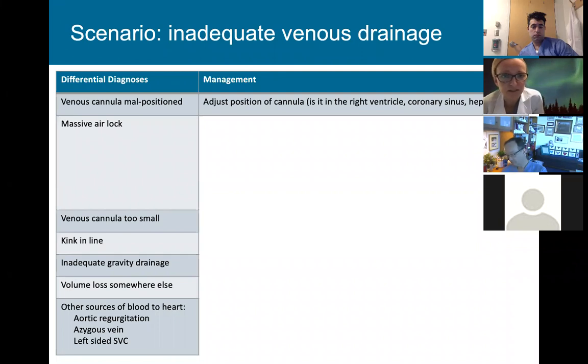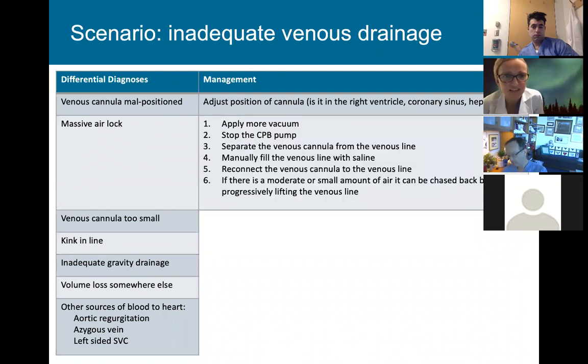If you have a malposition cannula, you just adjust the position. Massive airlock, there are a couple of steps to think about when this happens. Number one, you can apply a little bit more vacuum if you have a vacuum pump in place. Number two, you can stop the run, separate the venous cannula from the venous line, manually fill the venous line with saline, and then reconnect the two. Also, if there's just a small amount of air, it can be what we call chased back by progressively lifting the venous line to get the air out.